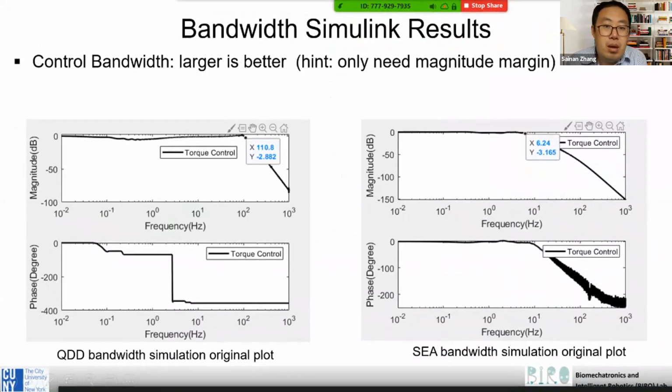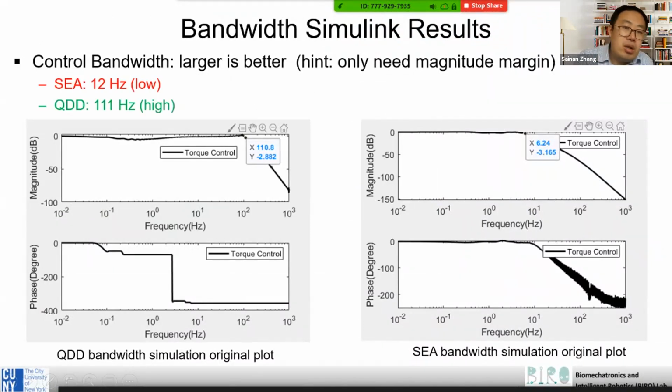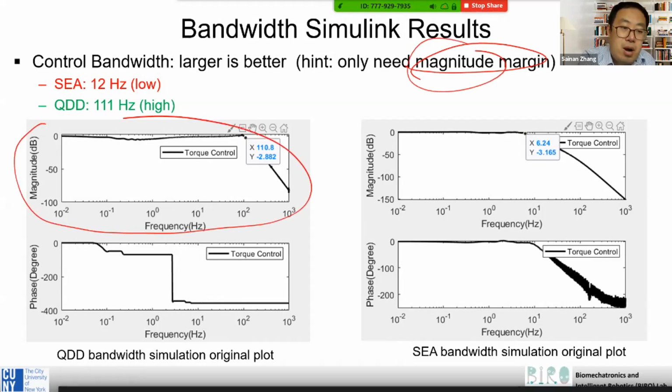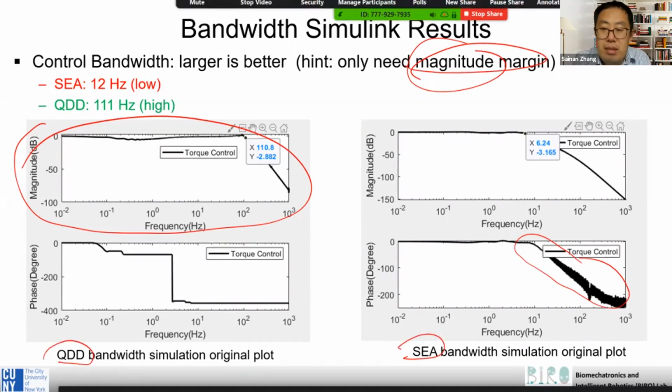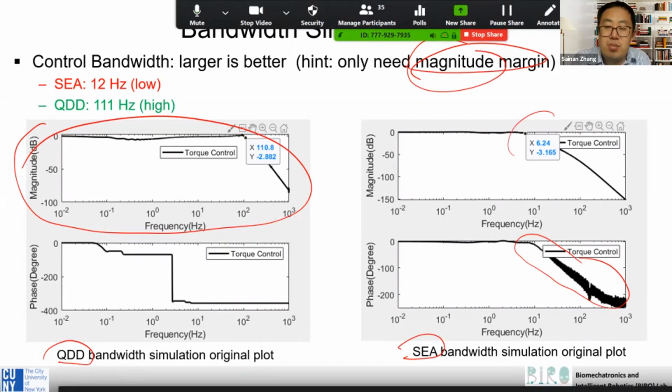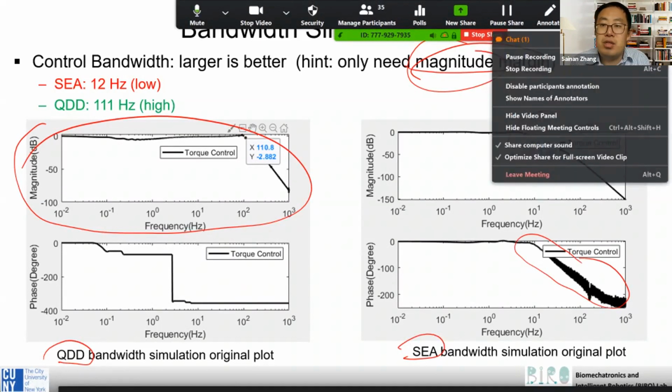So basically, you only need to do the magnitude plot. You don't need to do the phase, but it's pretty easy, because in MATLAB you can just plot this, and you can do both a phase plot and a magnitude plot, but magnitude is okay. And I think someone mentioned that the frequency response for the SEA doesn't look like the QDD's. The SEA frequency response is not super smooth, right? That's okay.